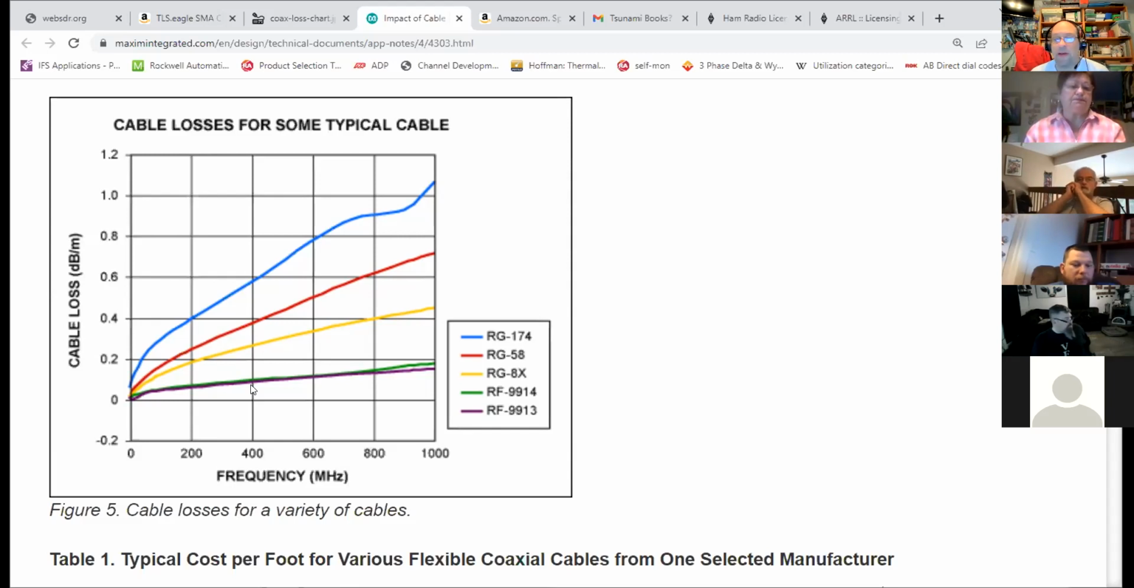Well, that's a heck of a lot better than 1,000th, right? And it's a heck of a lot better than 100th. And it doesn't heat up as much. And that's why it's important to choose the right cable for the right frequency that you're using.